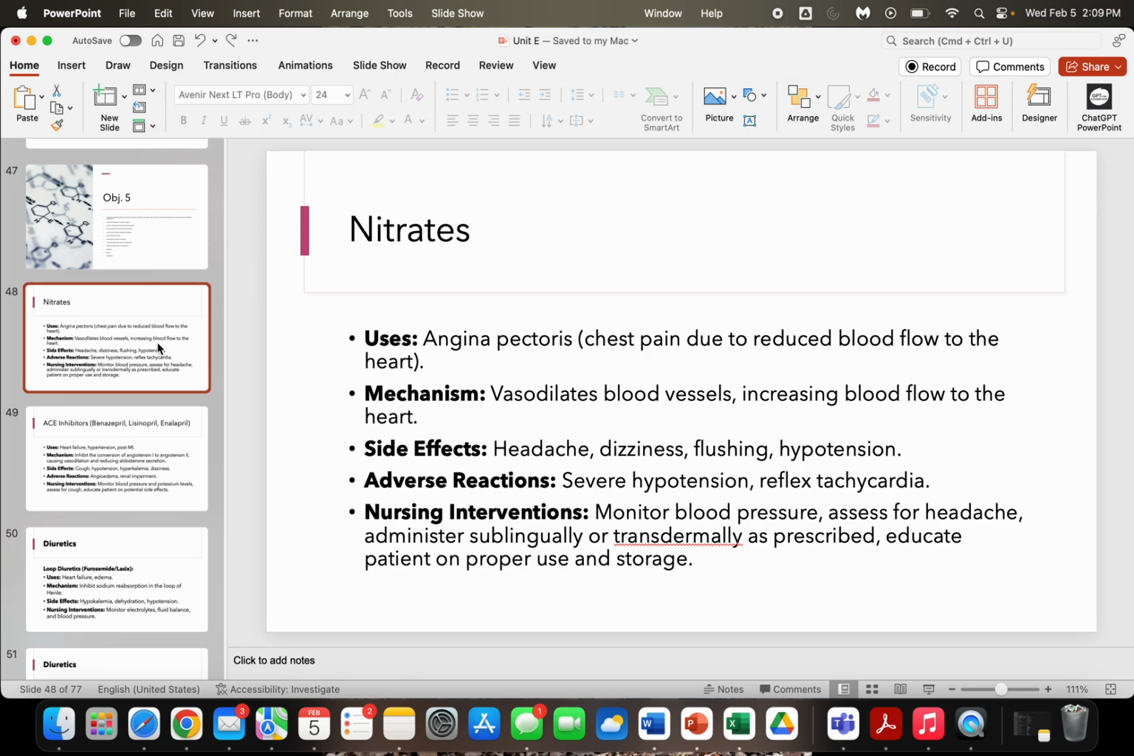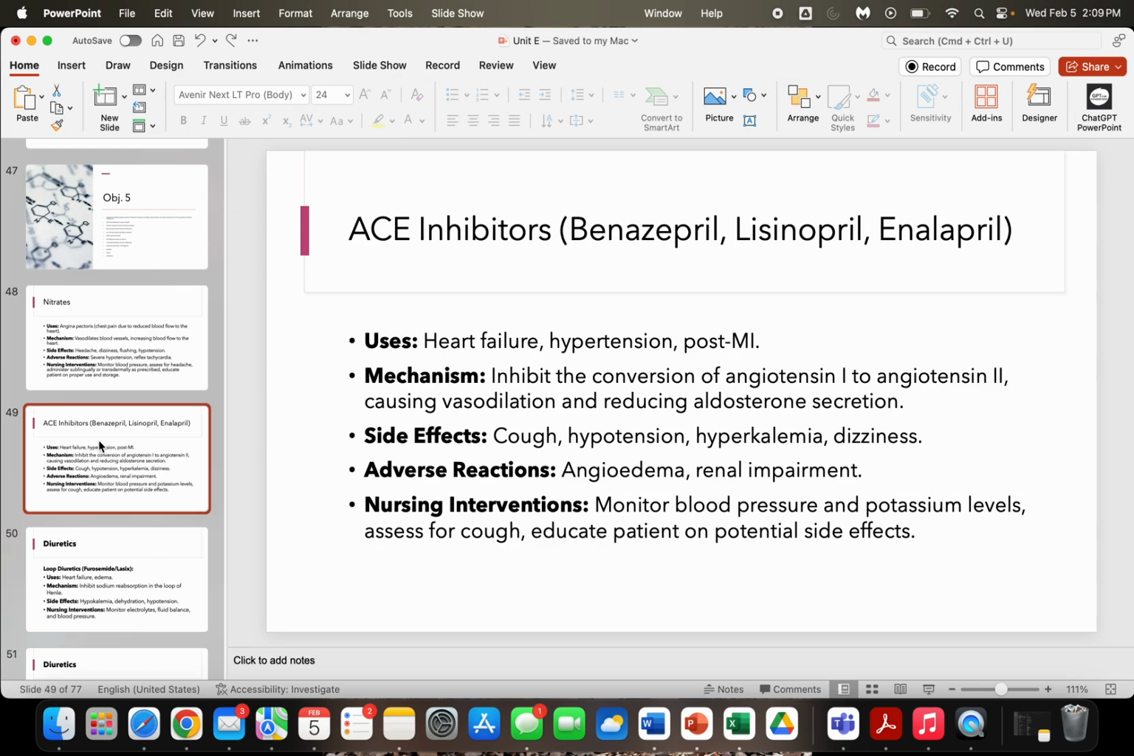I see this all the time. I gave this poor little old woman a little bitty dose of nitro, and her blood pressure went from like 120/80 to like 70/40 in like 5 minutes. So super important. With nitrates, blood pressure monitoring is a very high priority, but it can help reduce chest pain. We can give this sublingual, transdermal, but it's really important to understand that that's a priority action in nitrates.